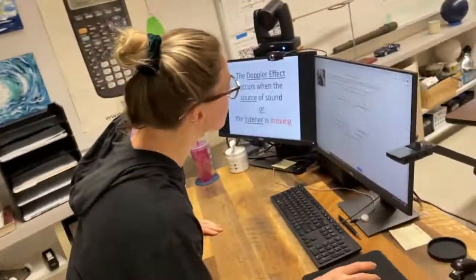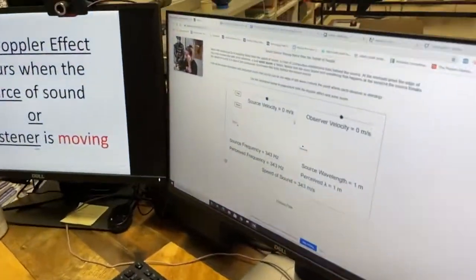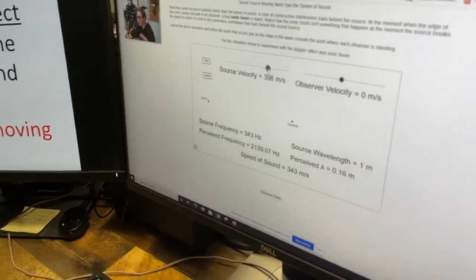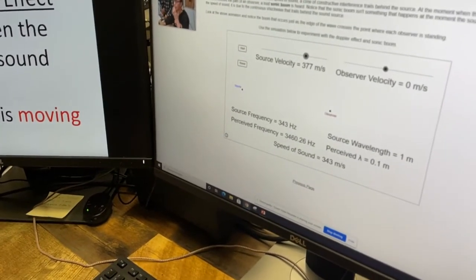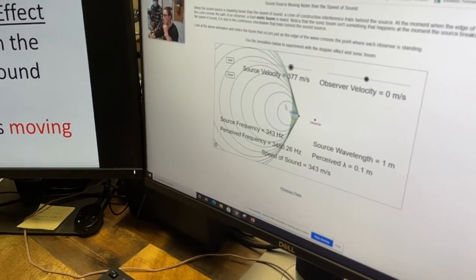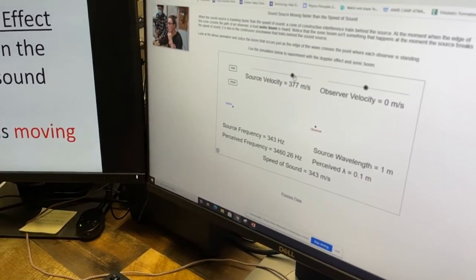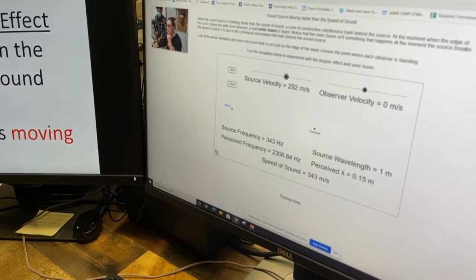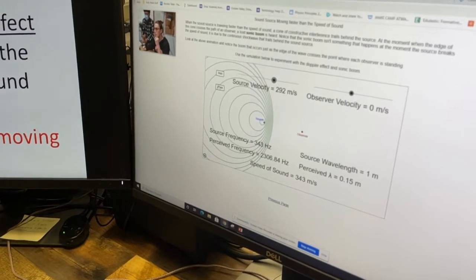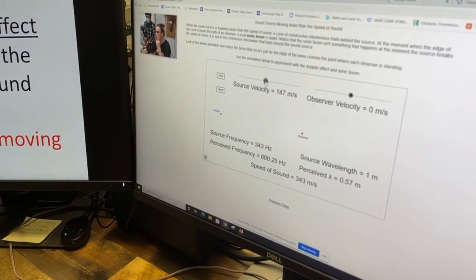So here is our Doppler effect. The source is going to be moving. Give it some velocity. And here we go. That was a little bit too fast. Slow it down. We'll go right there. It's still too fast. We need to be able to see it. Do about 150. That's good.